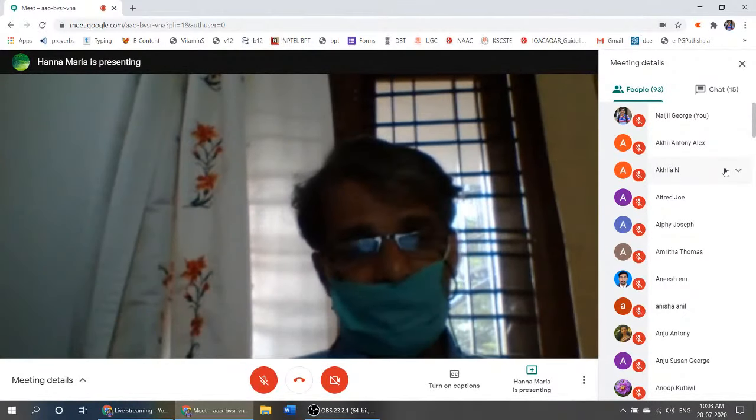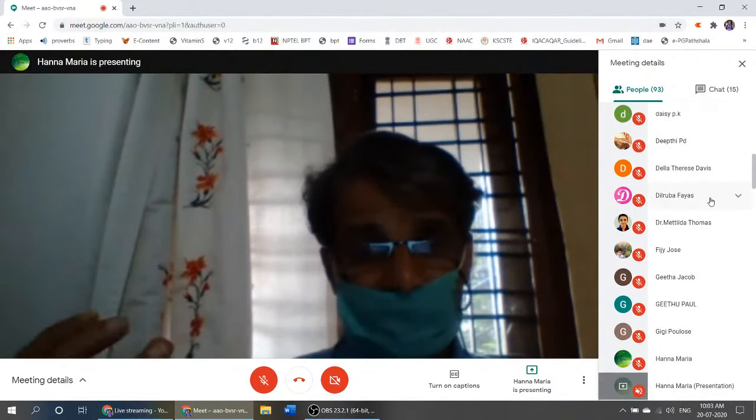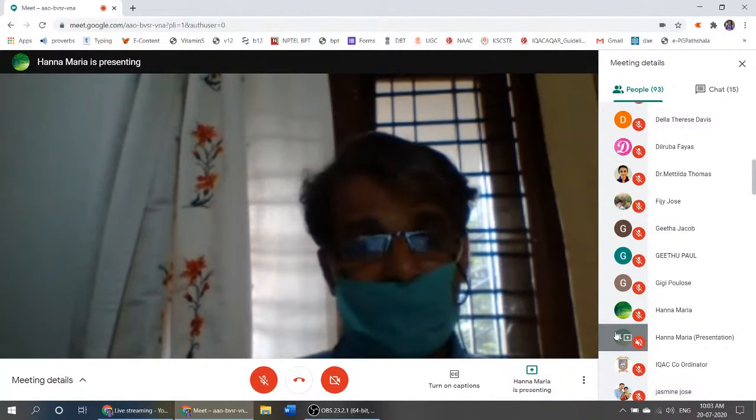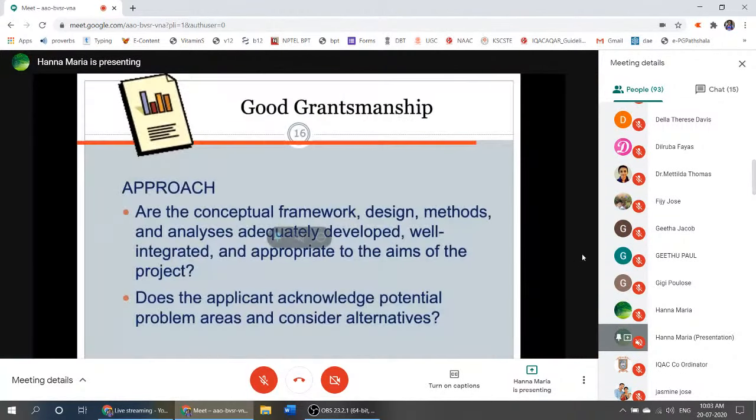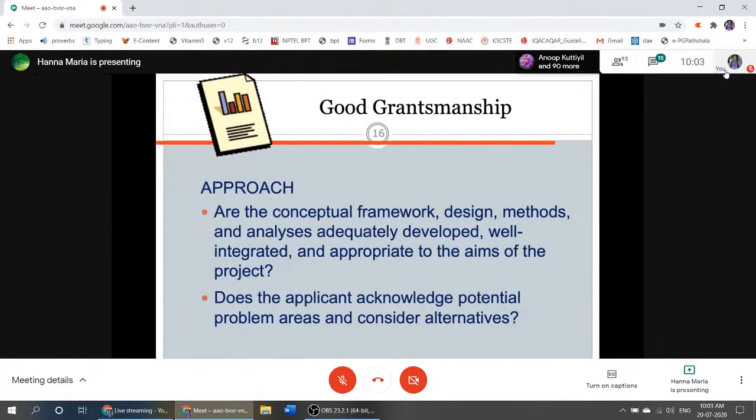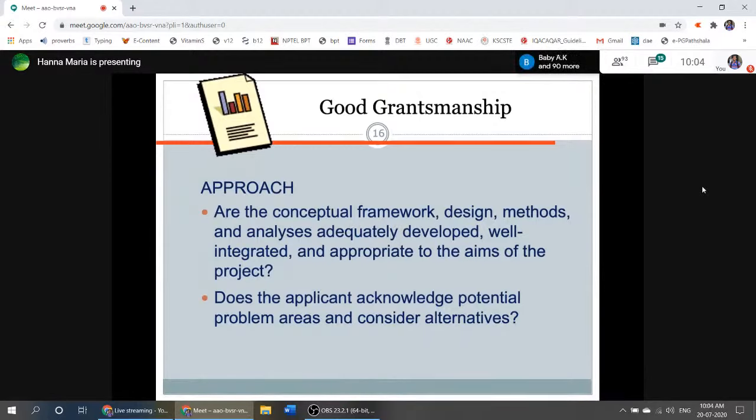Approach. Are the conceptual framework, design, methods, and analysis adequately developed? That's a very important part. If the project is accepted, they will always look at what approach you're going to adopt, whether it is integrated, and whether it is appropriate to the aims of the project.